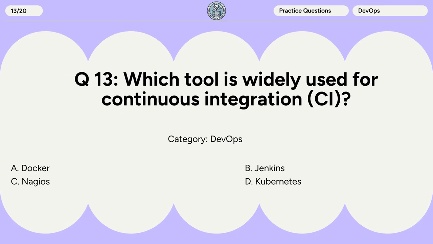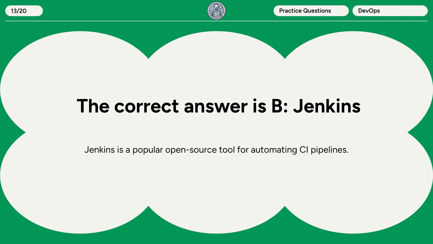Question 13. Which tool is widely used for continuous integration? A. Docker. B. Jenkins. C. Nagios. D. Kubernetes. The correct answer is B. Jenkins. Jenkins is a popular open-source tool for automating CI pipelines.